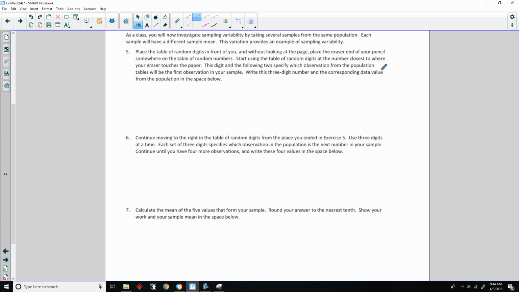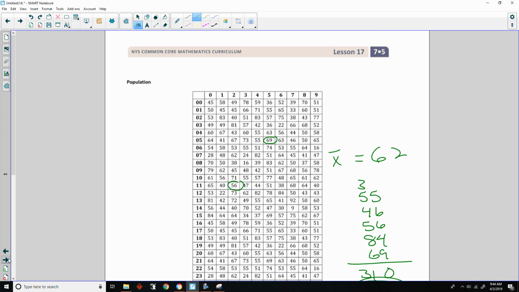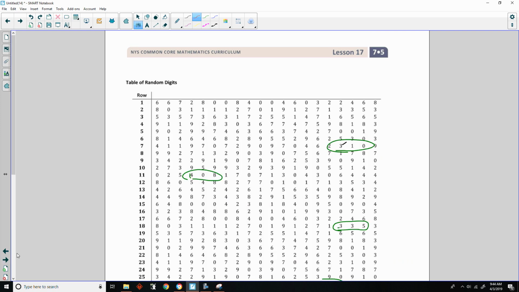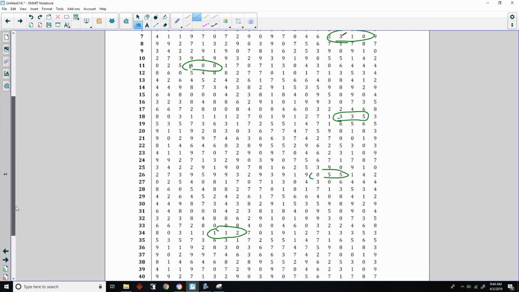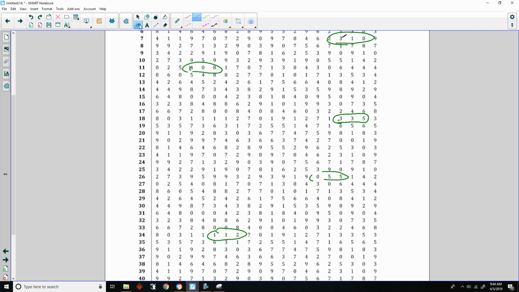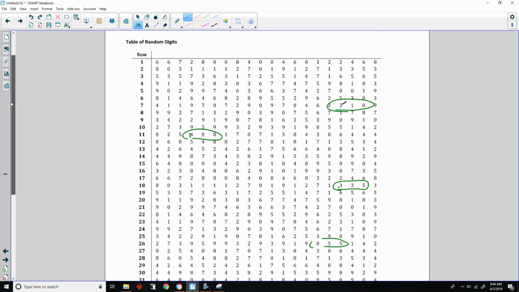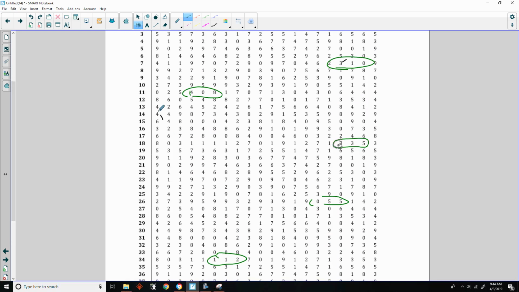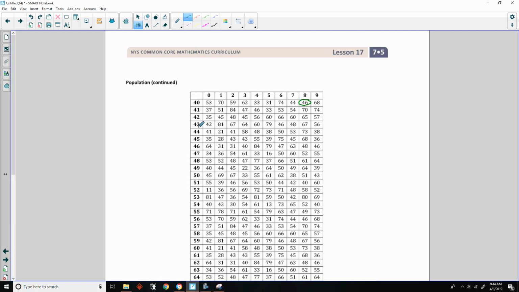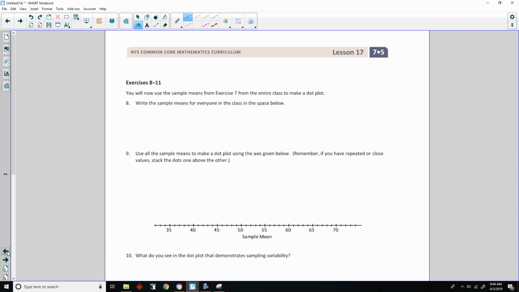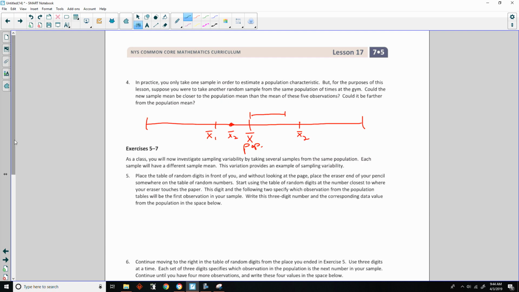Write this 3-digit number and the corresponding data value from the population in the space below. So I will do this as well. What they're saying is, come over to this page here. Obviously I do not have the whole thing on the page, but if I do this and I chose that, then it's 449. So then I go up here, and 449 is 38. So that's what they wanted you to do here.